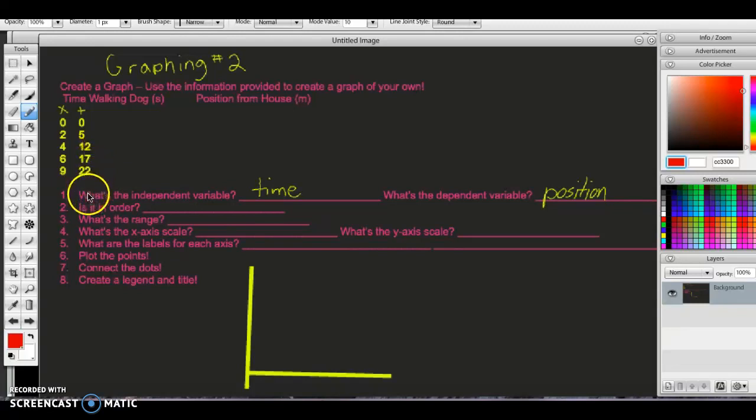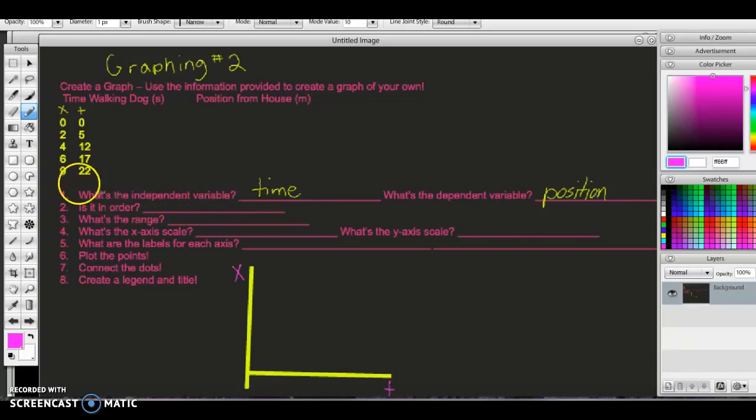All right, so what is the independent variable? So the independent variable is going to be time. So that's going to be here. Let me get a lighter color. So time, and my dependent variable is going to be x, which stands for position. All right, so my position versus time graph.